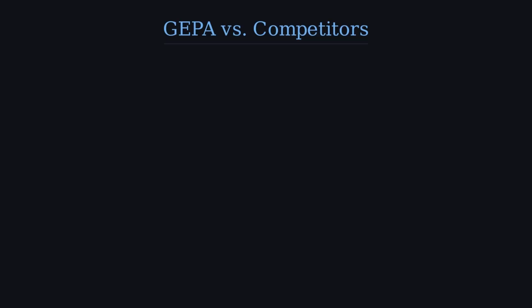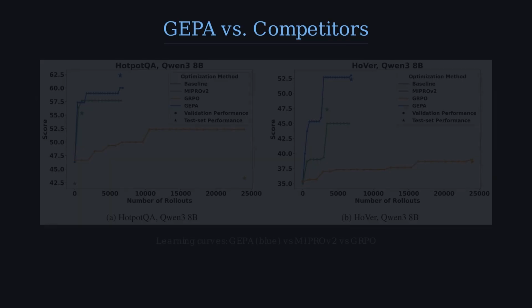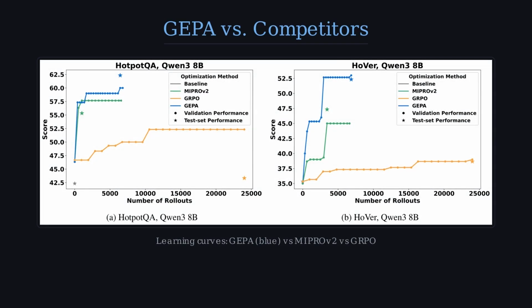The research paper evaluated GEPA on serious academic benchmarks. These learning curves show GEPA in blue against MIPROv2 and GRPO on HotpotQA and HoVer using Qwen3 8B. Notice how GEPA rises steeply and consistently outperforms both baselines across the entire optimization budget. The gap is significant and sustained.